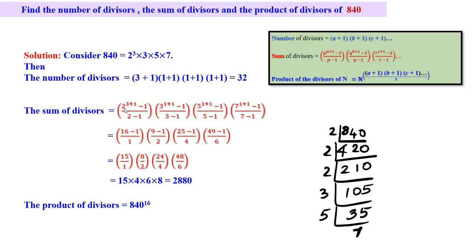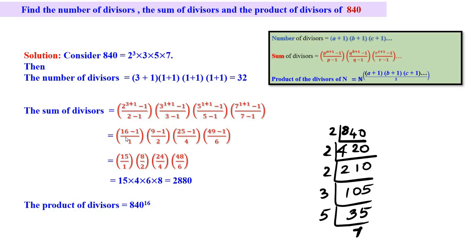On simplification, 2 power 4 is 16, so 16 minus 1, and here 2 minus 1. Then 3 square is 9, minus 1, and here 3 minus 1 is 2. Then 5 square is 25, minus 1, and 5 minus 1 is 4. Then 7 square is 49, minus 1, over 7 minus 1 which is 6.